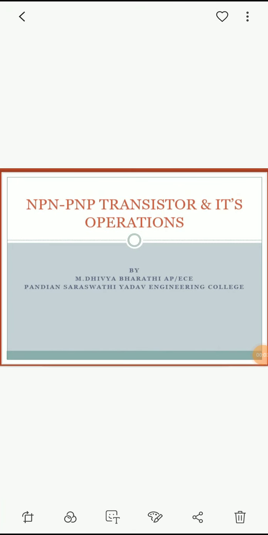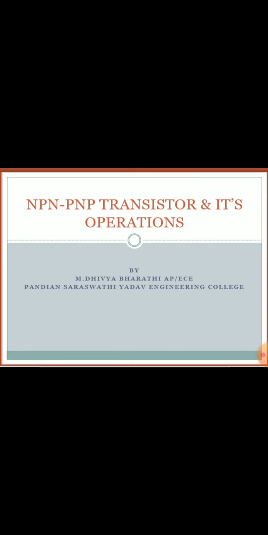Good morning, students. Today we are going to see what NPN and PNP transistors are and some operations of PNP and NPN transistors. Last class, we learned what a bipolar junction transistor is and how it works, along with some operations, advantages, disadvantages, and applications related to bipolar junction transistors. Transistors are of two types: NPN and PNP.